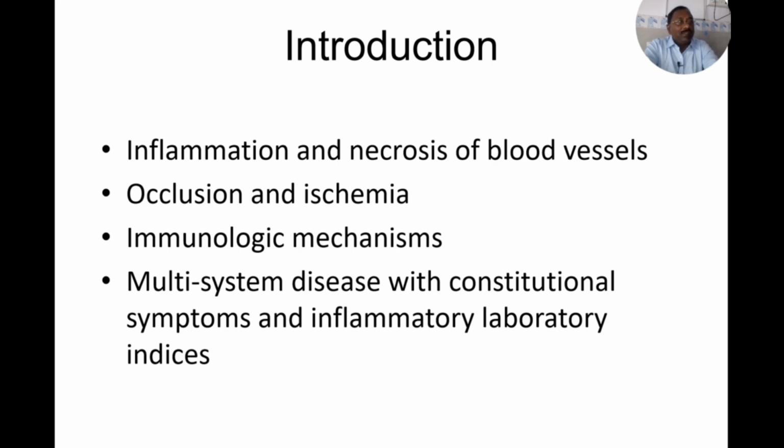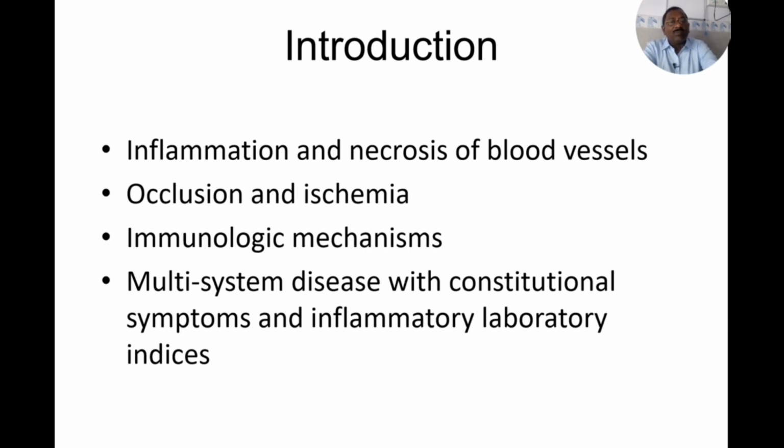So vasculitis is a multi-system disease, and most of the organs will be involved because of the occlusion and the ischemia, and there are some immunological mechanisms as well. So your B cells and T cells, immune complex formation. These immunological abnormalities occur in the vessels, leading to panvasculitis. So all three layers of the vessel wall will be involved.